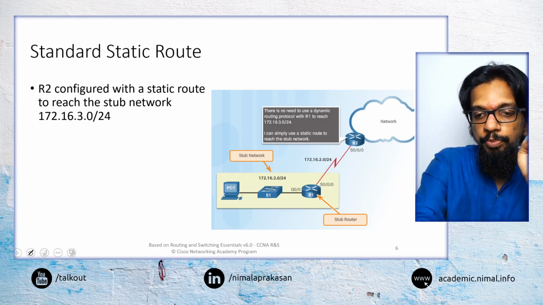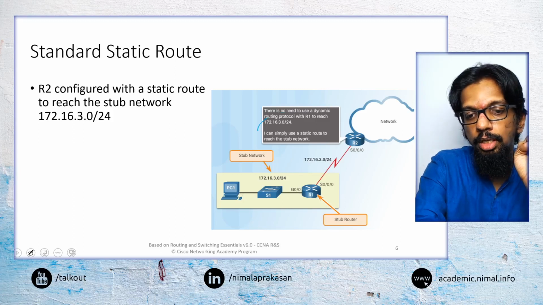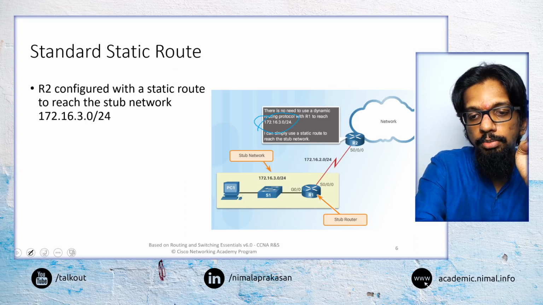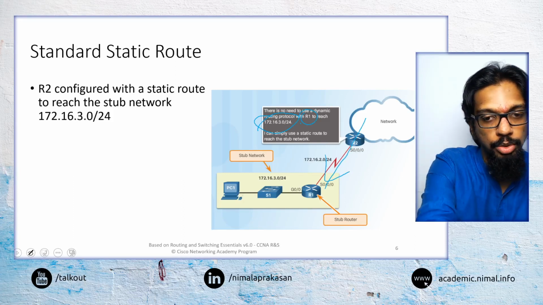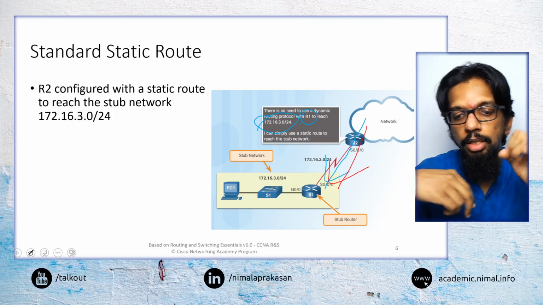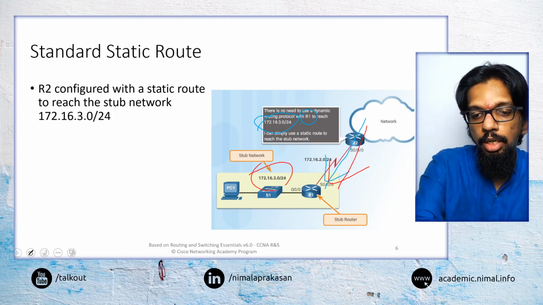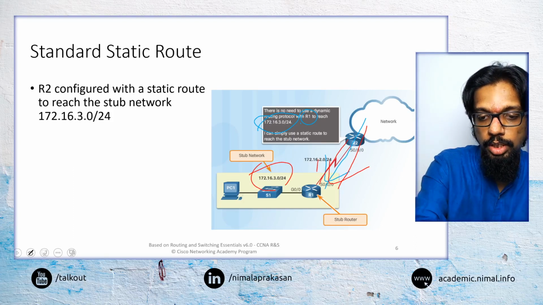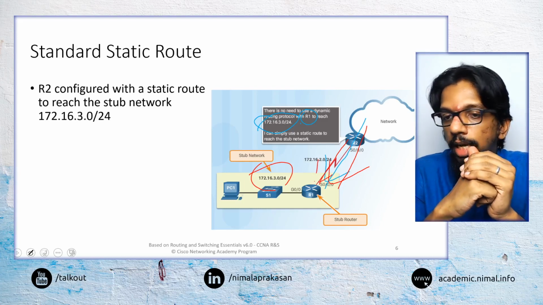So from here we can say if it needs to go to this network, it has to go through this router. So from router 2, router 1, it can say if it needs to reach this network, it needs to go through this connection. So that is basically the standard static route.